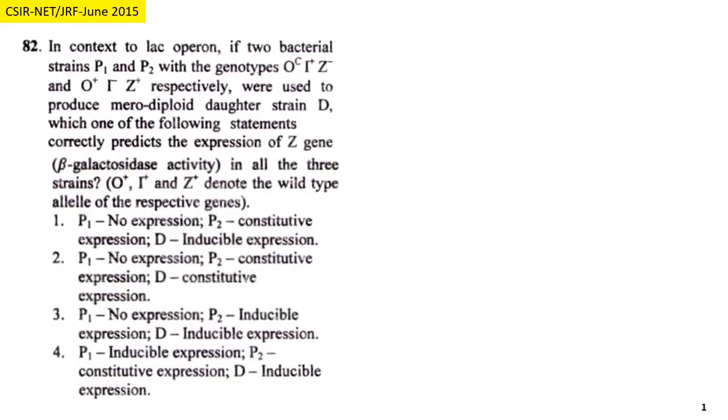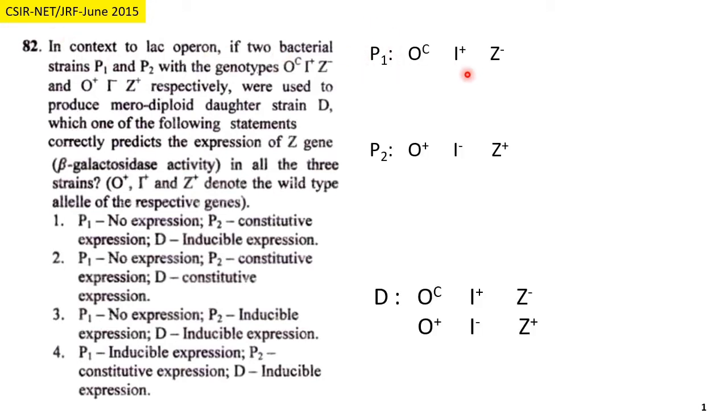This question is from CSIR June 2015. According to the question, there are two bacterial strains, strain P1 with this genotype and strain P2 with this genotype. Using these two strains, a merodiploid daughter strain, which was named strain D, was produced. So the genotype of the daughter strain is this.